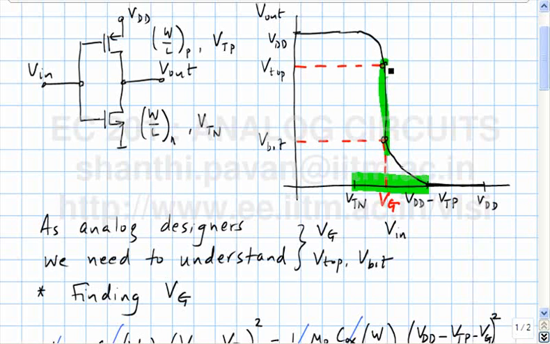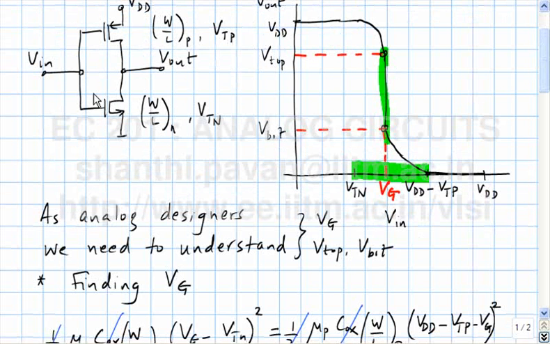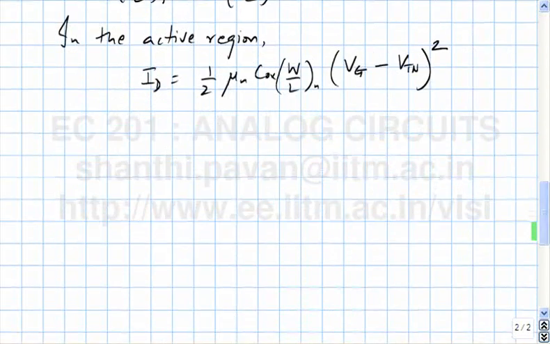Okay, the next thing to figure out is what are V top and what is V bottom. So how will you figure that out? Let's say VG is known because all the geometry is known, you have gone down the math, found VG. So if VG is known, can we find V top and V bottom? What is V bottom? It is the point at which the NMOS just gets into the triode region, and when will that happen?